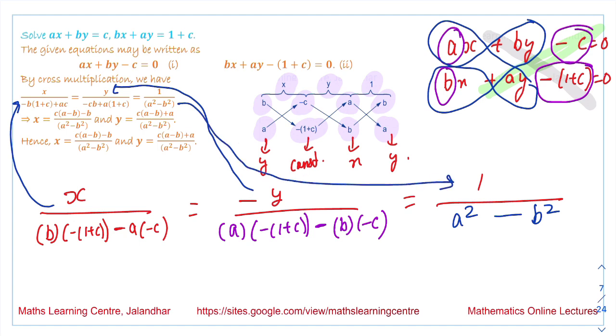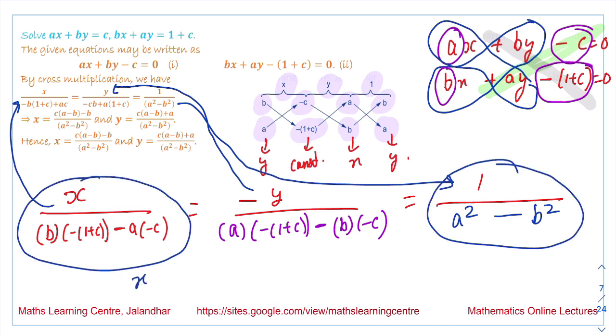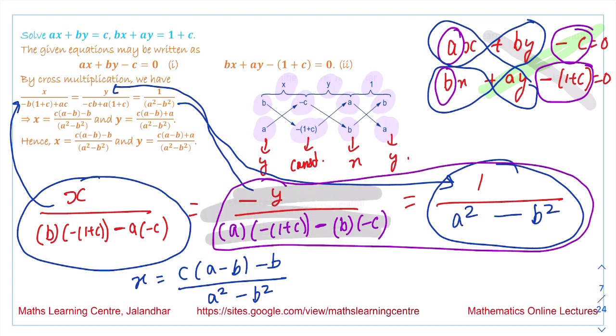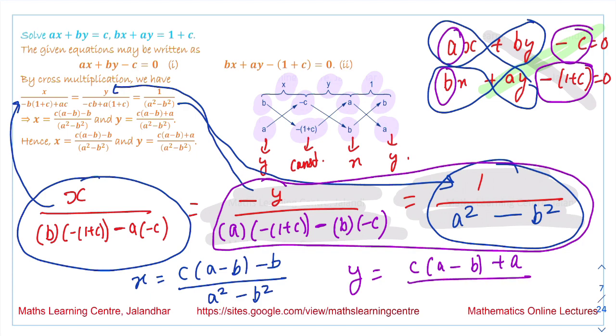So on solving these values, when we compare the first and last, you will get the value of x is equal to c into a minus b over a square minus b square. On comparing these two values, we are talking about these values. This is the value of y, and this is the constant term. The answer we will get is y is equal to c into a minus b plus a over a square minus b square.